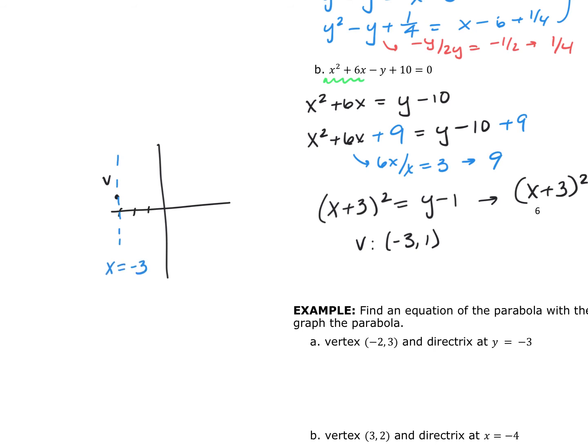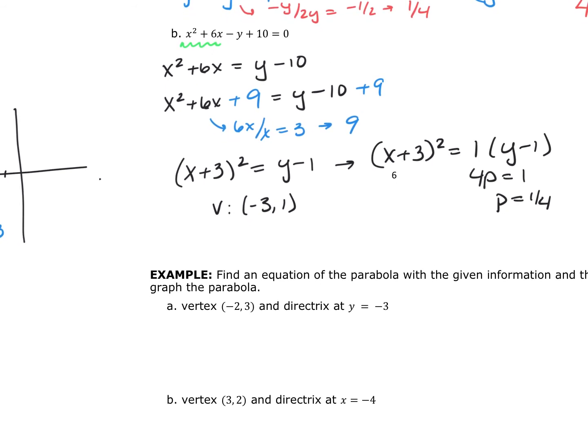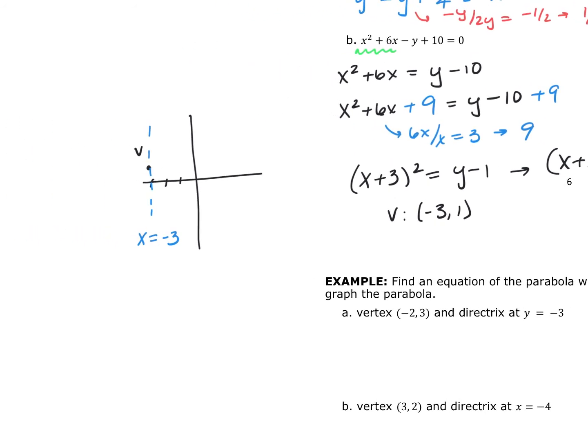My directrix is going to be 1 minus, because my directrix will be below my vertex because my p is positive. So it'll be 1 minus 1/4. And so here is my directrix. It is y is equal to 3/4. And then my focus is going to be 1 plus 1/4. And so my focus is going to be really tight right there. So I'm just going to say focus is equal to negative 3 and 1 and 1/4.